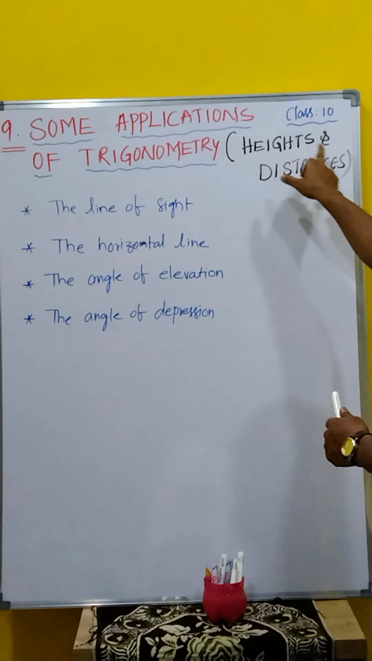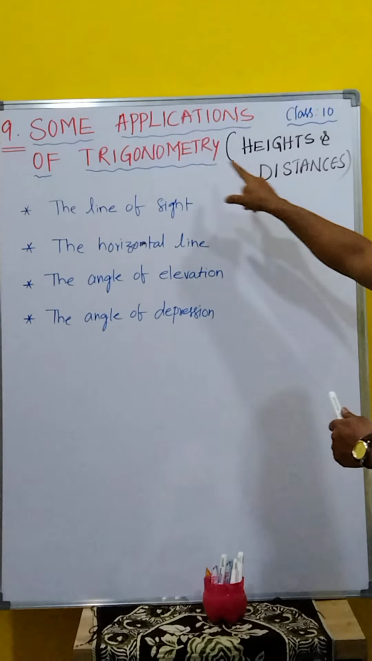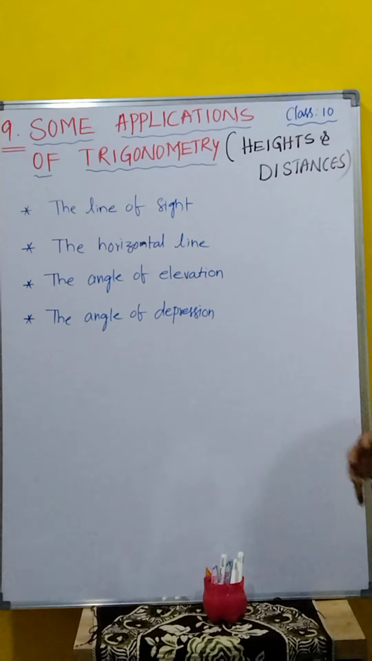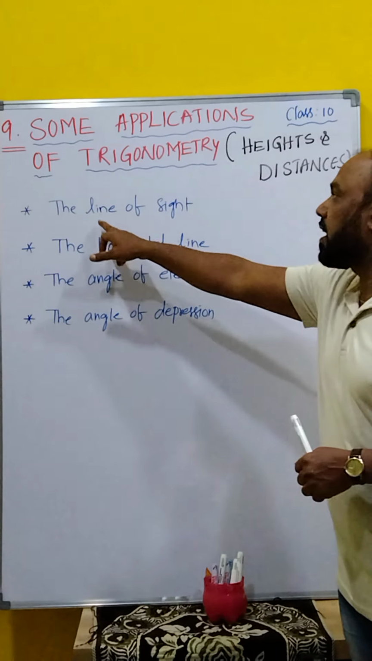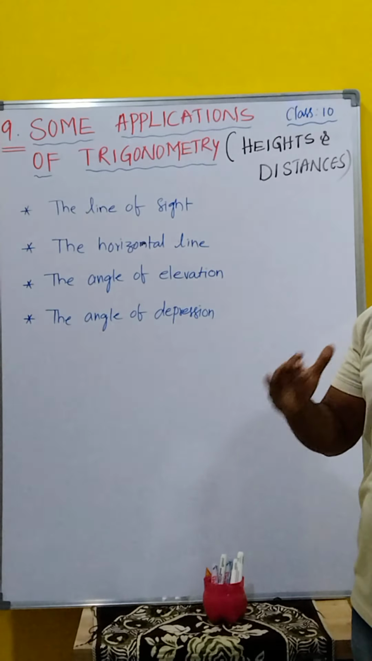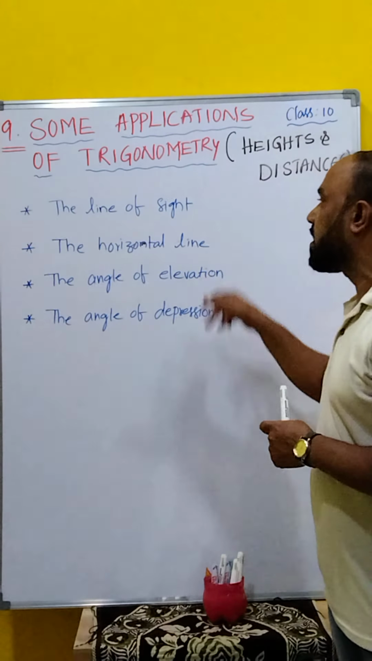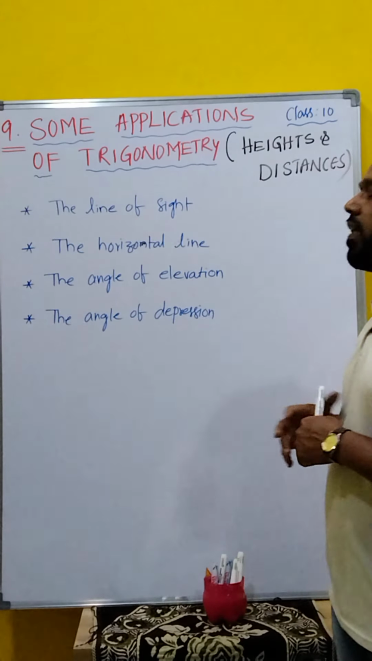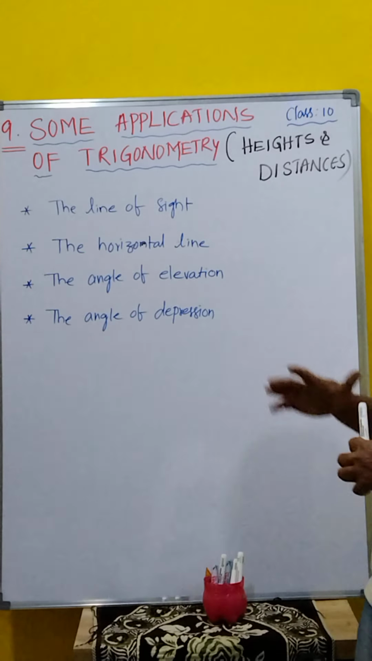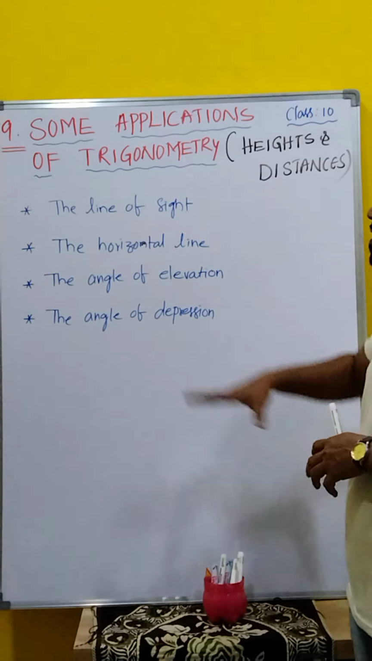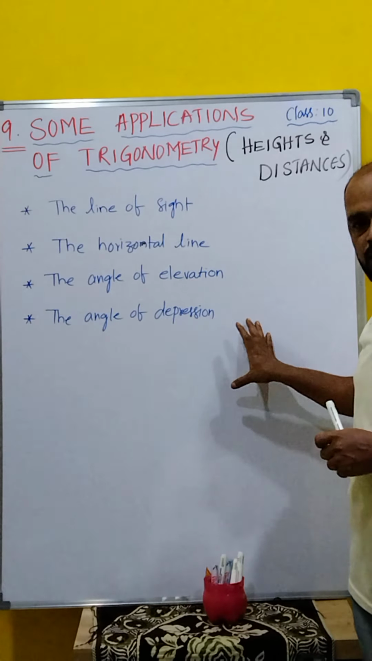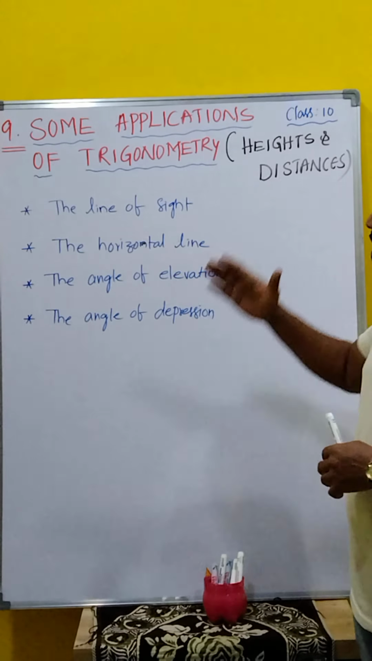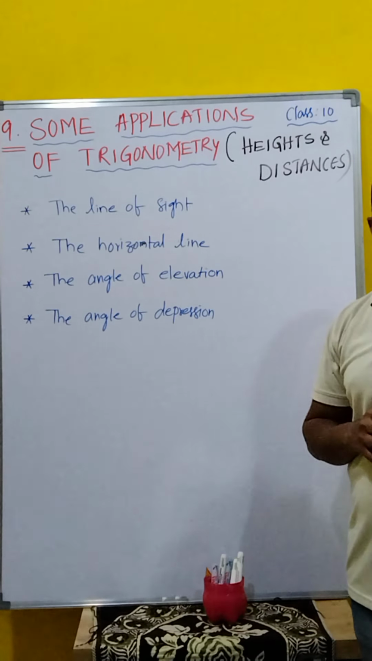That is the subchapter. Actually, heights and distances is related to this only, but the name is some applications of trigonometry. Okay, what are the main concepts in this? The first one is the line of sight, and the second concept is the horizontal line. What is the horizontal line? We are going to learn all these things. Then the angle of elevation, and the next one is the angle of depression. If you know these four, then we can easily find heights and distances between the observer and the object. Clear, children?